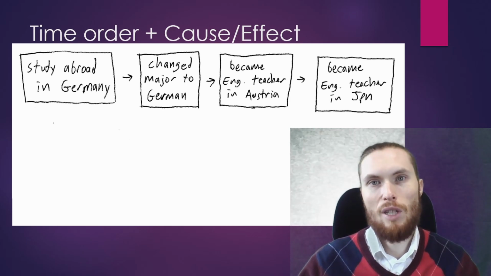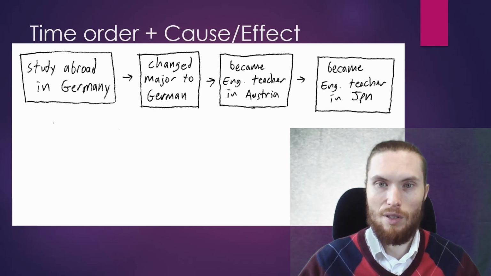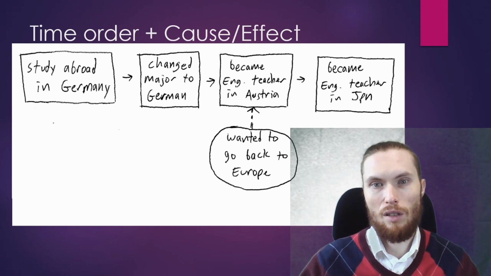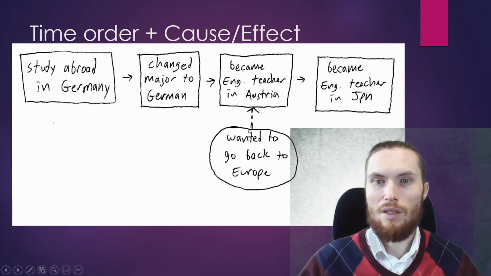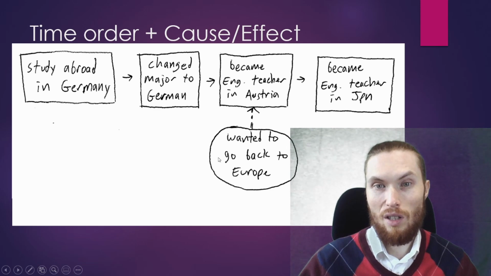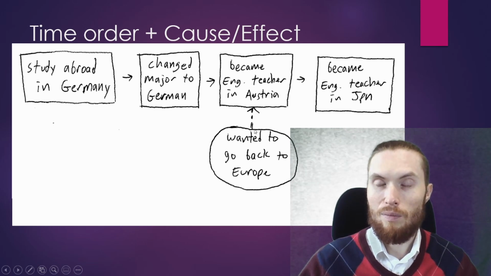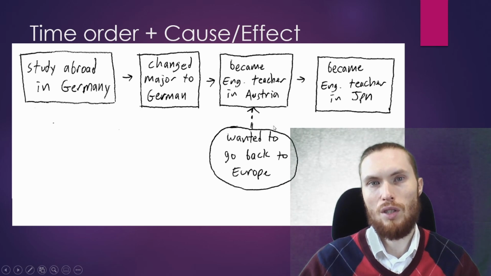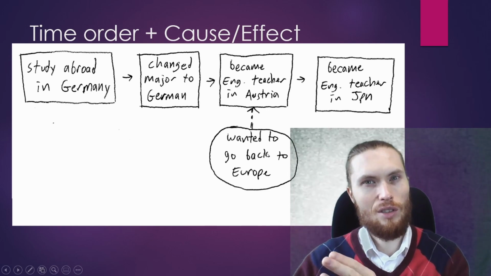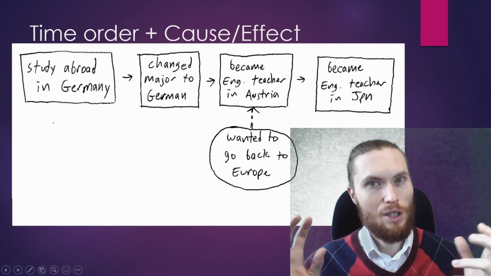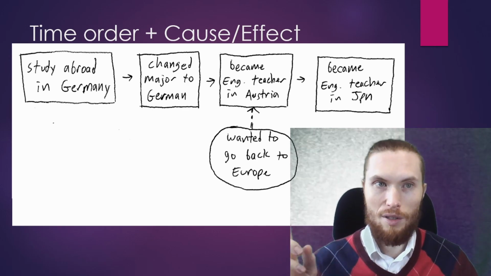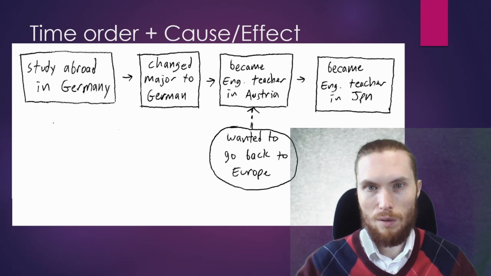There's one piece of missing information from the original lecture, which is this: I wanted to go back to Europe, so I became an English teacher in Austria. Here, I used the circle to show that it's a little bit different. This is actually a cause, and this dotted arrow shows that this is a cause and effect relationship, not a time relationship. This is a little bit dangerous, because if you mix your ideas, it can become confusing. But it is possible, and if you're organized and consistent, it's possible to mix time order and cause and effect in your notes.